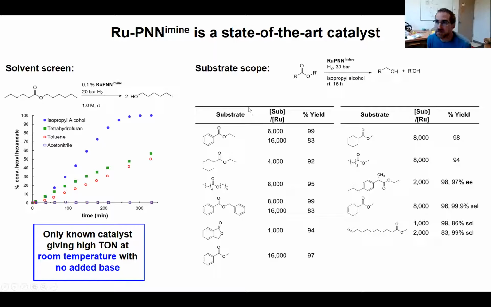We studied the catalytic activity of our various imine complexes, and surprisingly, or I guess luckily, the PNN derivative of Milstein's catalyst turns out to be a really, really active catalyst for ester hydrogenation. Not to go through this whole slide, but what I really want to say is that this is the only catalyst known that gives a high turnover number at room temperature with no added base.